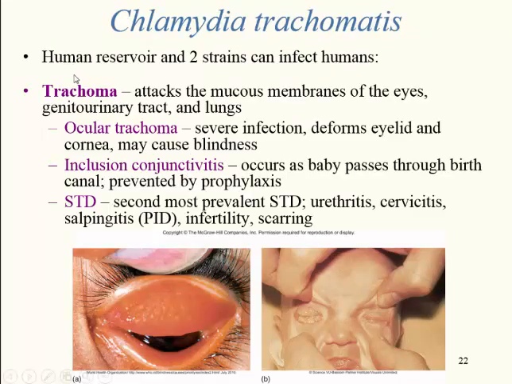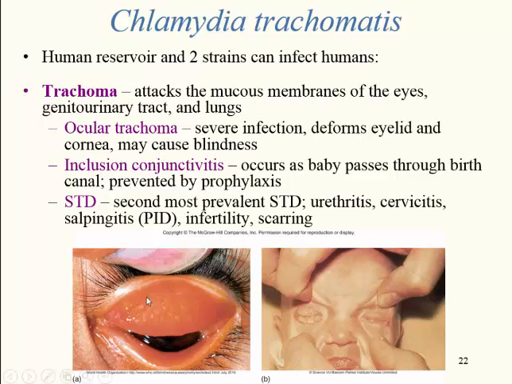Chlamydia trachomatis is an STI. A trachoma is when the bacteria attach to our mucosal membranes, so the eye, genitourinary tract, and lungs. As a consequence, those are the sites of infection. And so you can have an ocular trachoma.